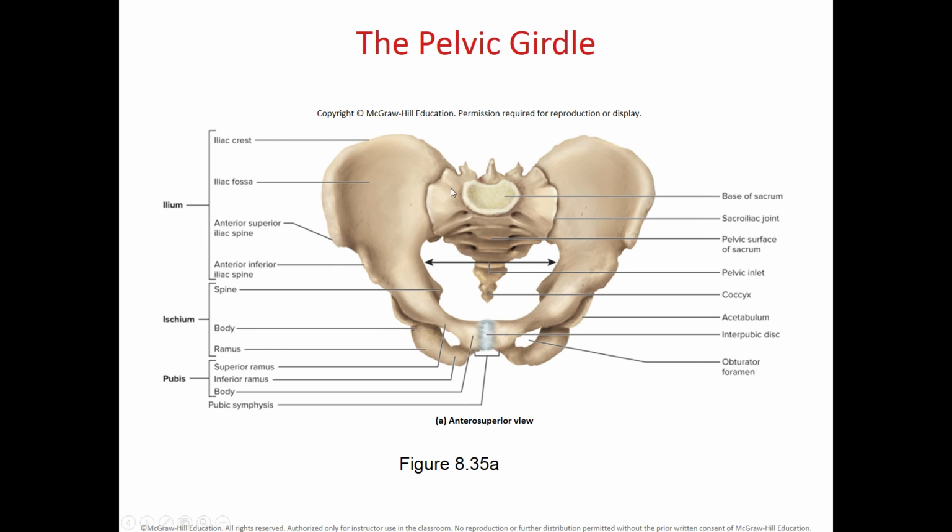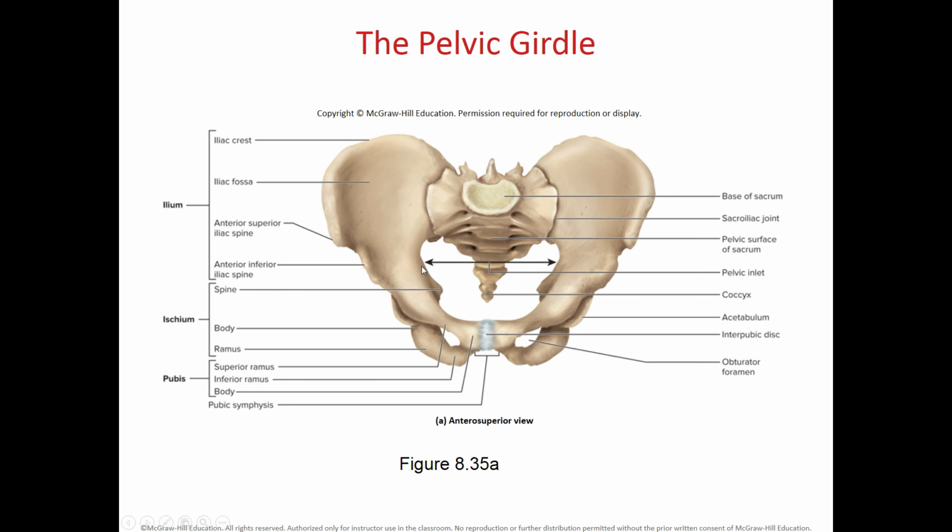So this is the pelvic girdle. This is the sacrum. This is the coxal bone. This is the sacroiliac joint between the auricular surface of the sacrum and the auricular surface of the iliac bone, which is this. So this is the ilium, part of the coxal. This is the ischium, and then this is the pubic bone.